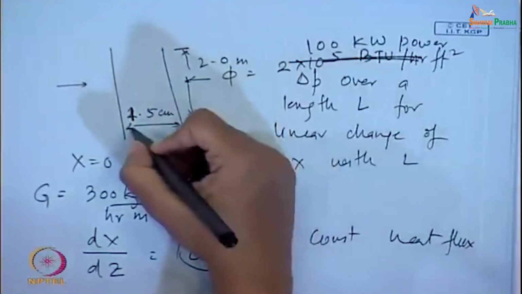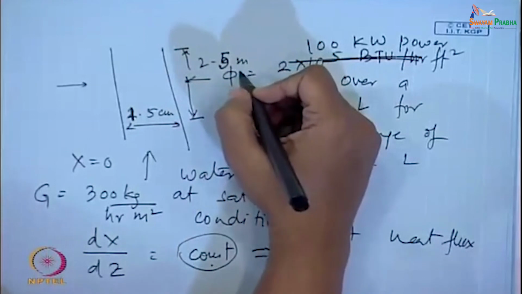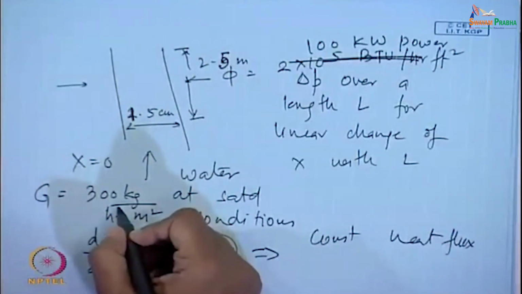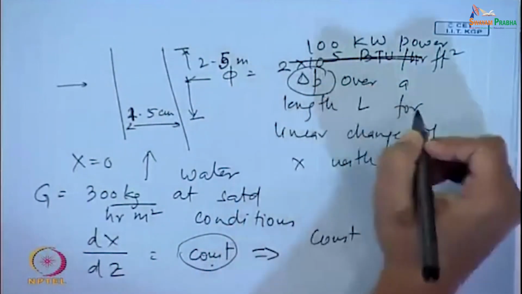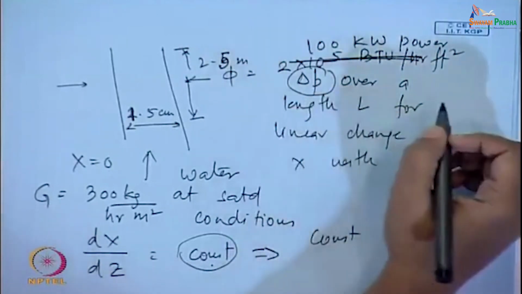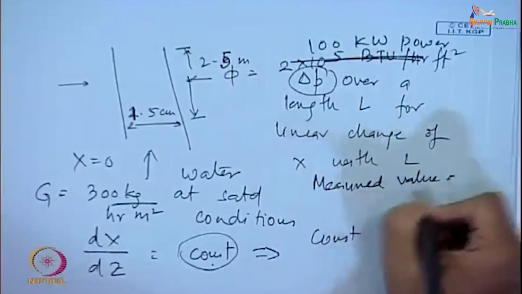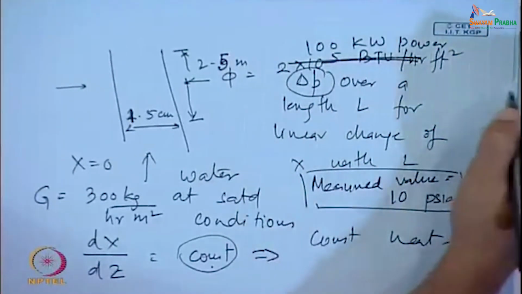So, this is a 1.5 centimeters pipe, make it 2.5 meters length, and it is being uniformly heated with 100 kilowatt power, and the flow rate I have already given you as 300 kg per hour meter square. You are required to calculate the total pressure drop over a length of 2.5 meters, and then the measured value, let me tell you, people have measured and found the measured value as say 10 psia. You are supposed to compare with this measured value, definitely you will not get a very good comparison. So, you have to comment on why you have not got a very good comparison.